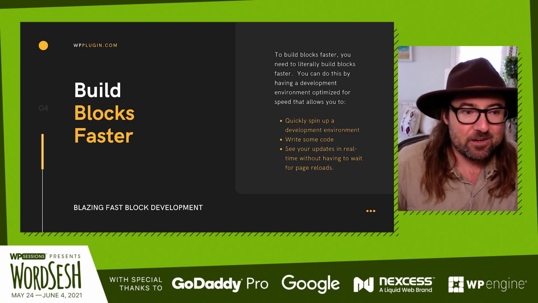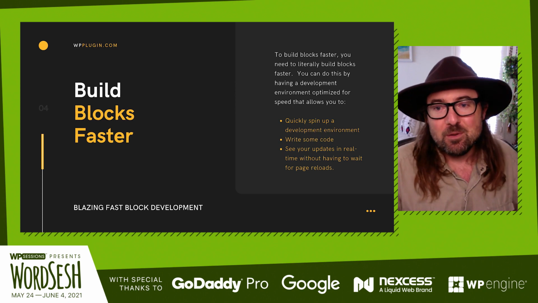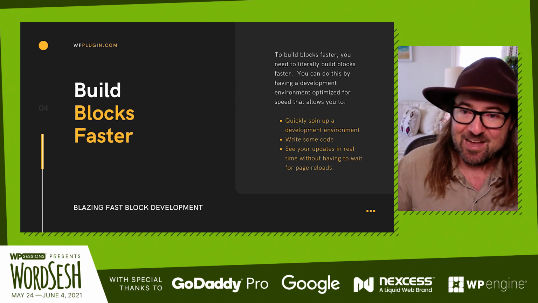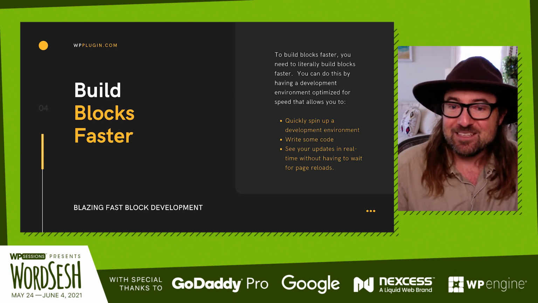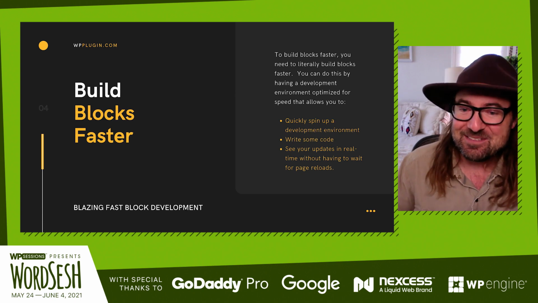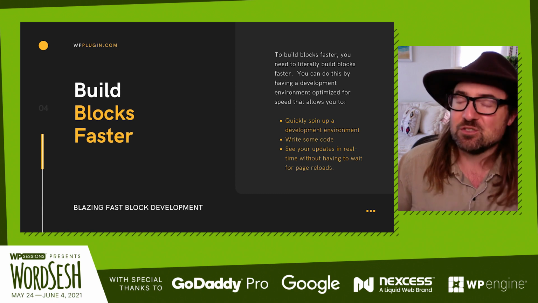So let's move to pillar number two, building blocks faster. To build blocks faster, you need to literally build blocks faster. You can do this by having a development environment optimized for speed and comfort. It allows you to quickly spin up a development environment and write code as quickly as possible.